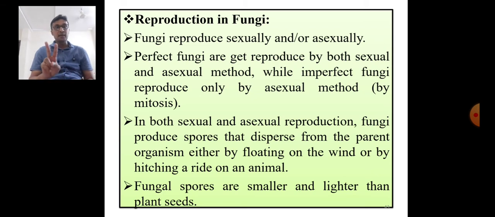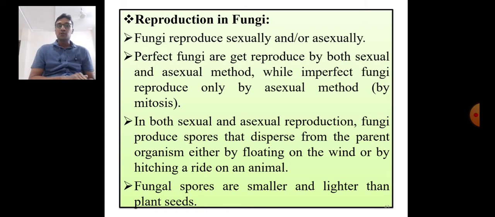Try to understand the second point once again. Perfect fungi are generally reproduced by both sexual and asexual methods, while the imperfect fungi generally reproduce only by a single method, that is the asexual method of reproduction.